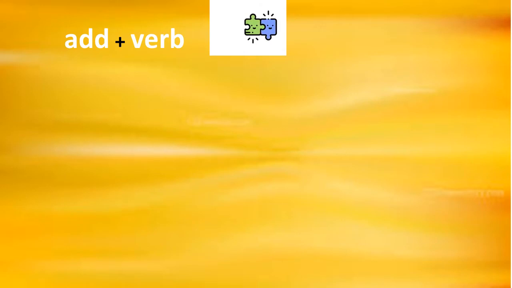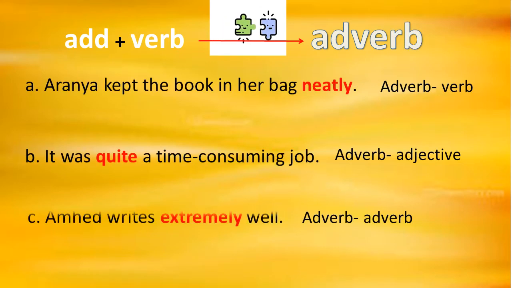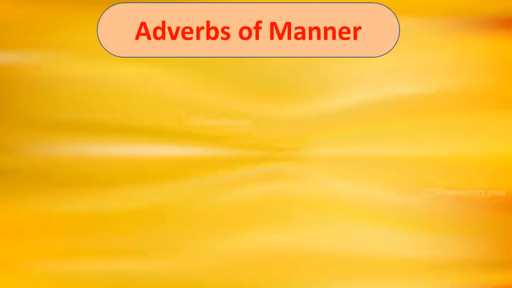As the name implies, it adds to the meaning of the verb. Add plus verb, which is adverb. An adverb is a part of speech that modifies a verb, an adjective, or another adverb. In short, an adverb gives more information about the verb. So let's begin today's session with adverbs of manner.